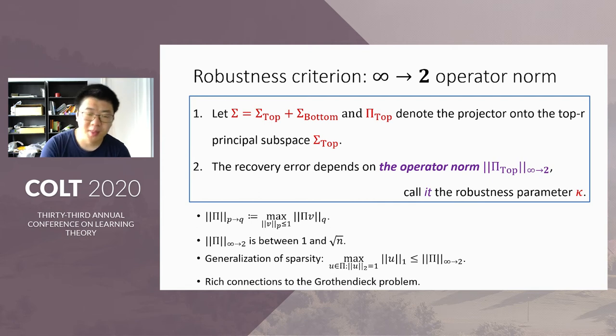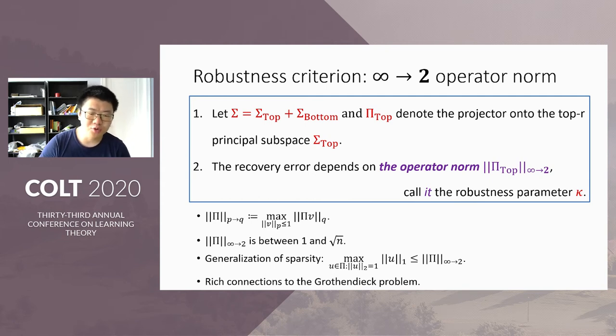sigma top. Then we will study the relation between the recovery error and the infinity to 2 operator norm on this projection pi top. Because the operator norm will be the focus of the rest of the talk, I will call it the robustness parameter kappa when the covariance matrix sigma is fixed. A few more explanations about the operator norm.